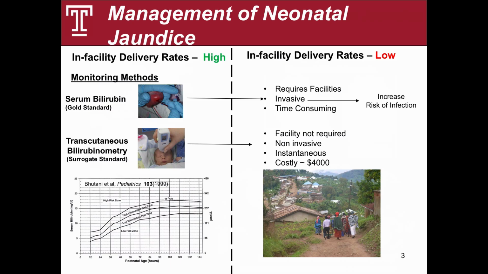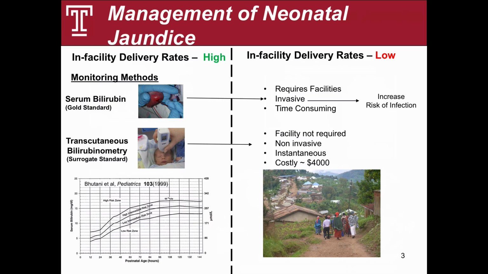With in-facility births in hospitals for high-income countries, they have access to monitoring methods such as the gold standard serum bilirubin testing, where they take blood from the baby and spin it down to get the bilirubin concentration, or they use the surrogate standard, transcutaneous bilirometry, which takes an image of the newborn baby's skin and gives back a bilirubin number. Physicians usually use that in conjunction with the Bhutani nomogram, which indicates risk zones for the baby based upon their bilirubin concentrations, and then they give an effective, specialized treatment plan based on those neonates.